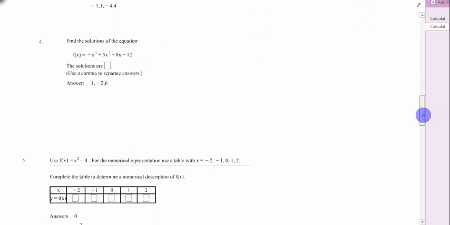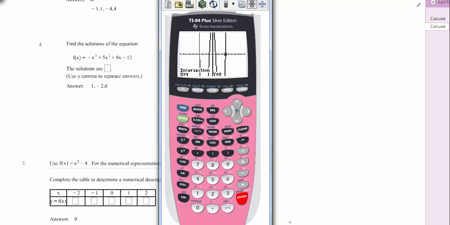All right, let's move to number 4. Find the solutions of the equation. Remember, those are the x-intercepts, so it's exactly what we just did. Y equals, we'll have a negative x to the third plus 5x squared plus 8x minus 12. And we'll hit graph.